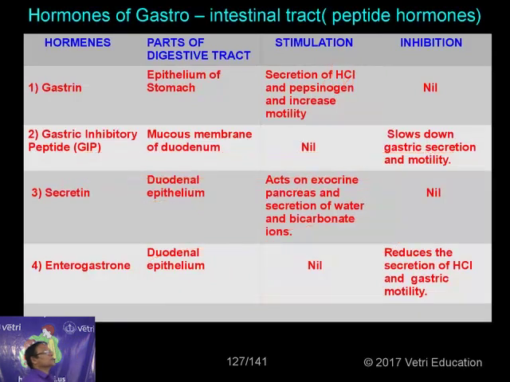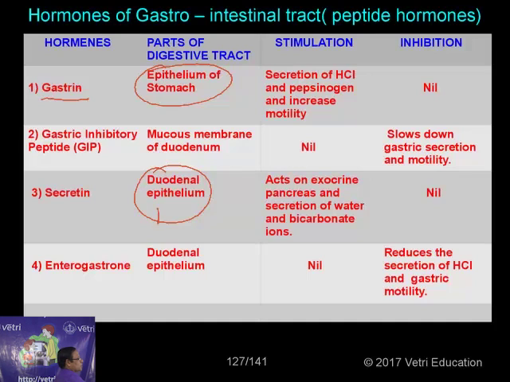Now, the hormones of the gastrointestinal tract. The secretion of digestive juices is also under the control of certain hormones. They are called gastrointestinal hormones, secreted by the wall of the alimentary canal. Only one hormone is secreted by the gastric mucosa. All other hormones are secreted mainly by the duodenal mucosa. Here is one, gastrin, secreted by the stomach. Excepting this hormone, all other hormones are secreted mainly by the duodenal mucosa, the mucous membrane of the duodenum.